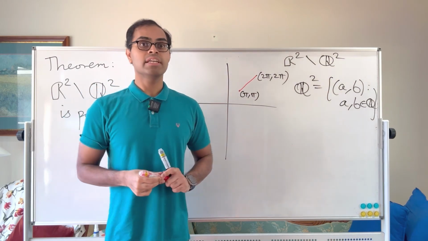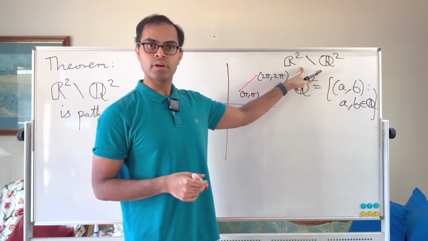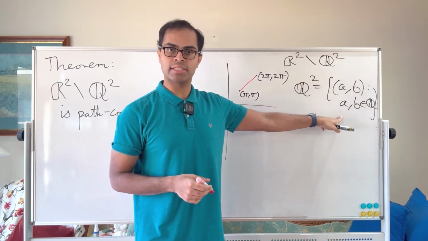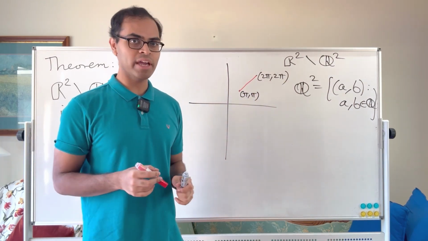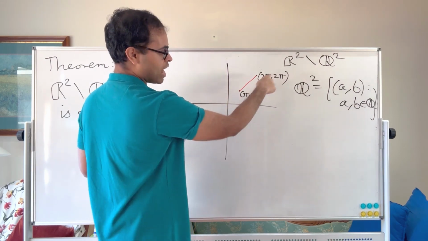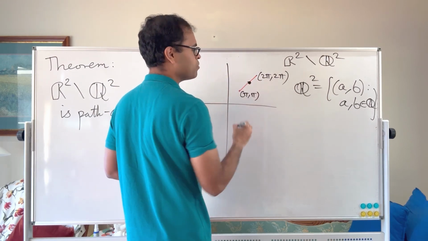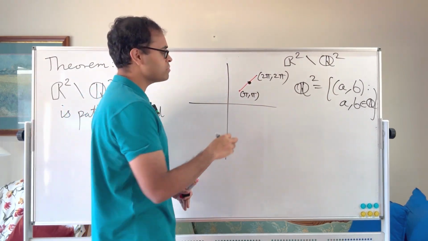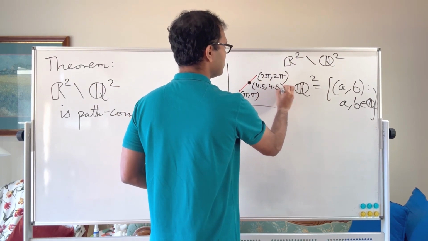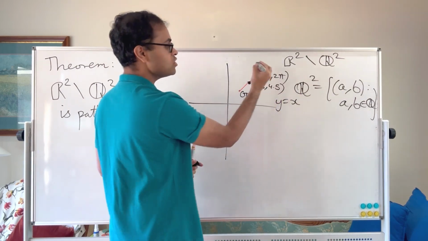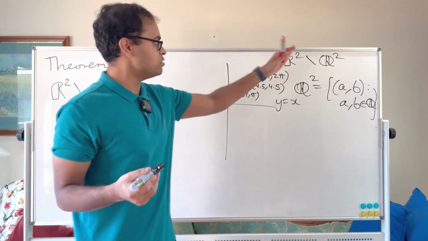Now, here's the issue. Both these points are in R2 minus Q2, because to be in Q2, both their coordinates have to be rational. Neither coordinate of (pi, pi) or (2 pi, 2 pi) is rational, so they're in R2 minus Q2. But if we try to draw that straight line path, it won't be in R2 minus Q2. Pi is roughly 3.14 and 2 pi is roughly 6.28, but in between, if we take something like (4.5, 4.5), that's on the line y equals x, and it is in Q2. So it is a mine that we're trying to avoid, where Q2 is like the minefield.